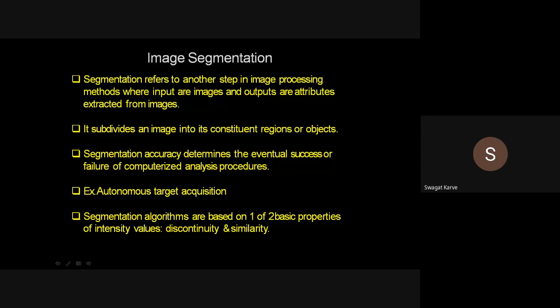We have used set theory as a mathematical tool, and with the help of that set theory, we are performing the different morphological processes on the image. Now, what are we doing in case of image segmentation? In case of segmentation, we are using two basic properties of intensity values, right?